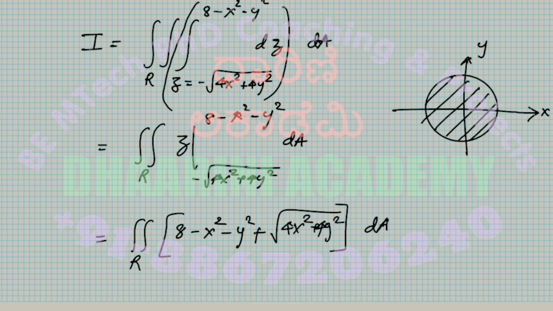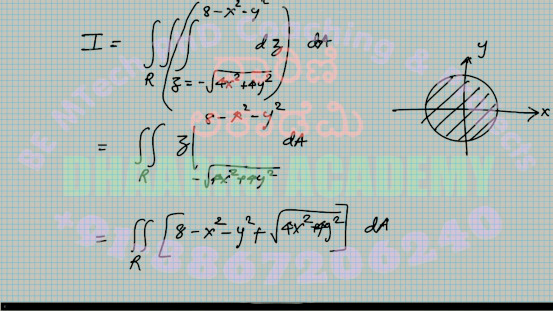Theta will vary from 0 to 2 pi. R is going to vary from 0 to 2, right? Because the circle is r square. So it's actually an easier method. You decide what you prefer, right? So this looks easier for us, right?